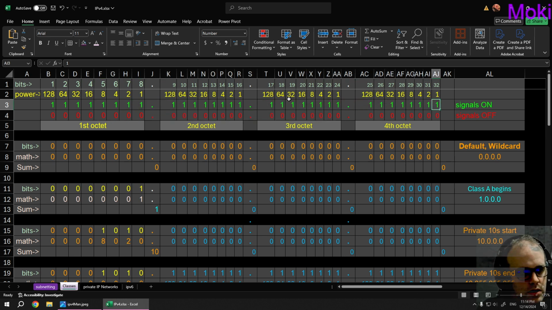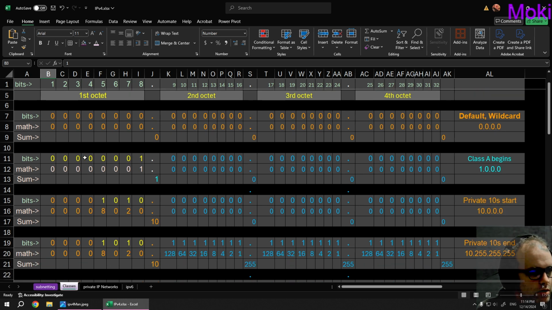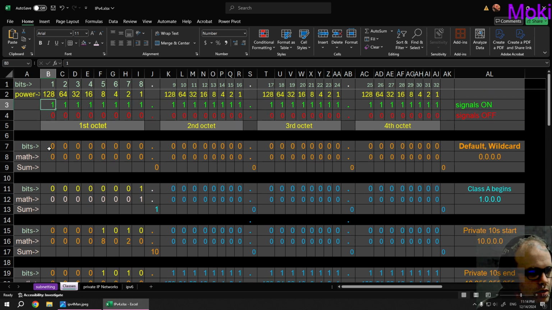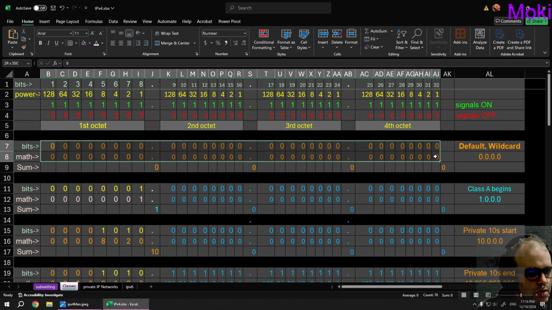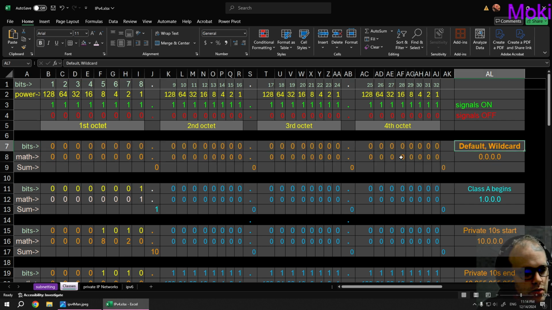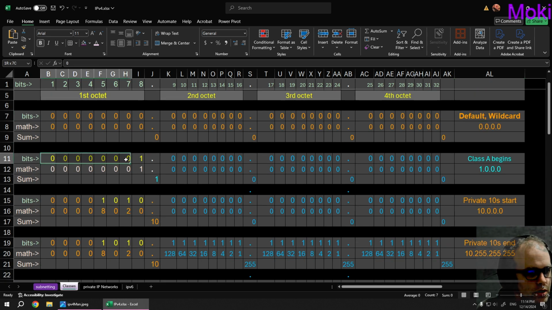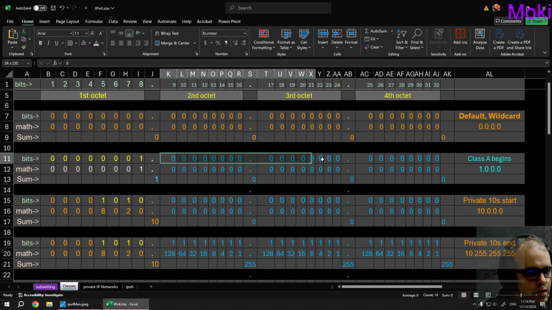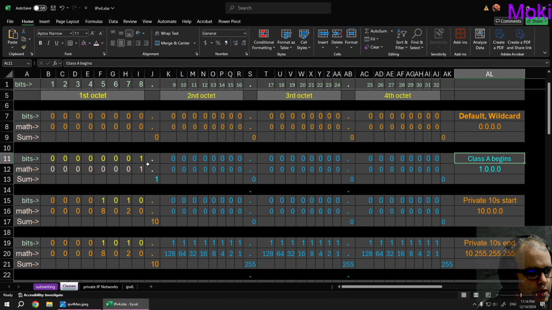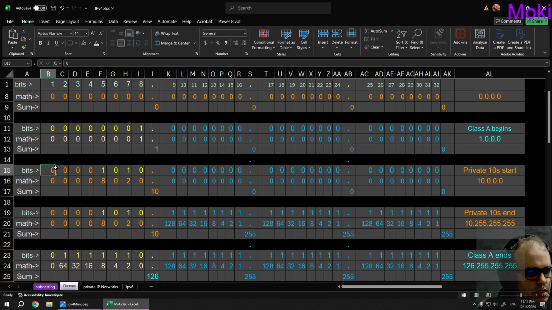You could think of it as light or sound, so maybe I can make a beeping noise. This would just be darkness, no signal, and it's considered a default wildcard. Then we get darkness, beep, darkness. This is where class A begins. Darkness, beep, beep. This is where private tens start.